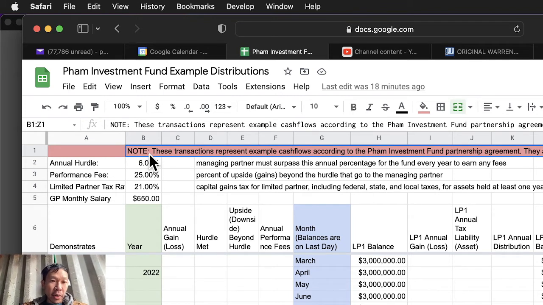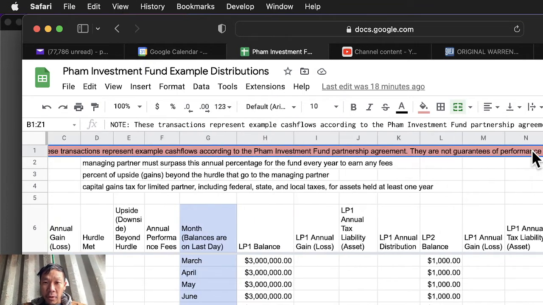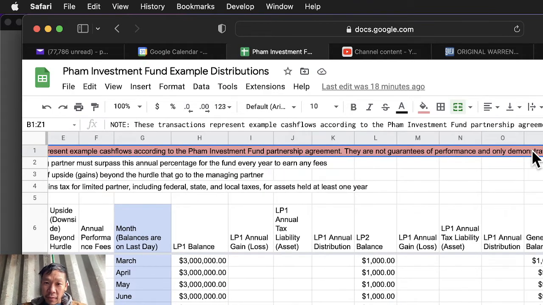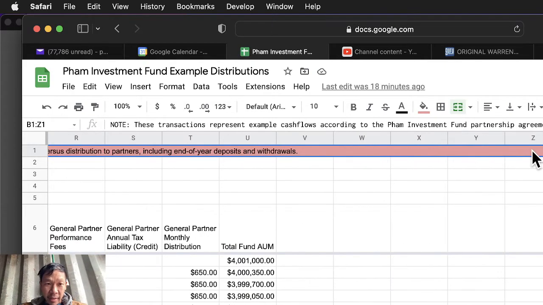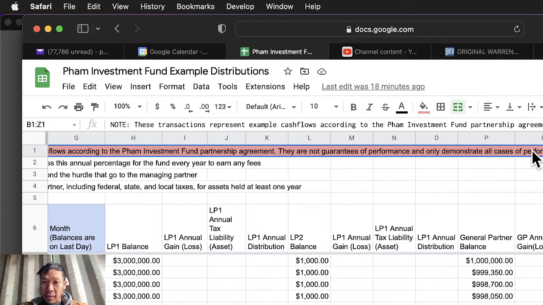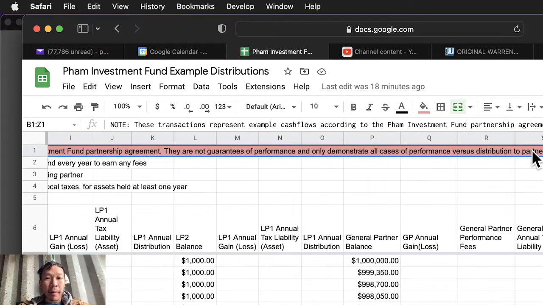So in red here, there's an important note. These transactions represent example distributions and performance fees only of what we are drafting in the partnership agreement. They are not guarantees of performance, and they only demonstrate all the cases of performance fees. For example, a positive gain for the year, but not meeting the performance hurdle. A positive gain for the year surpassing the hurdle, and then performance fees are collected. A negative year, a loss, in which case no performance fees are paid, and all partners bear the loss equally.